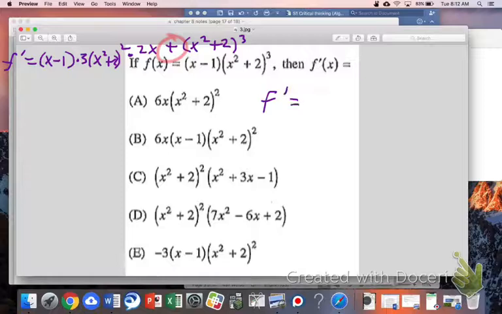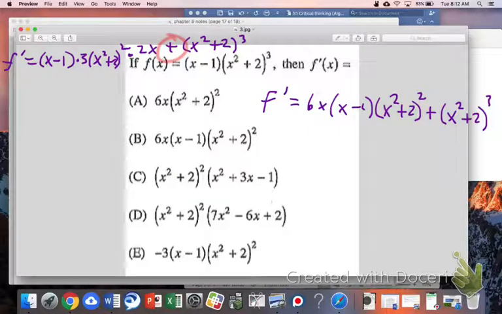So f prime would equal, let's see here, it'd be 6x times x minus 1 times x squared plus 2 squared plus x squared plus 2 cubed. Okay, so I just simplified a little bit. As far as factoring goes, do you guys see how there's a common factor of x squared plus 2? And not just one of them, but two of them. Both of the terms have x squared plus 2 squared.